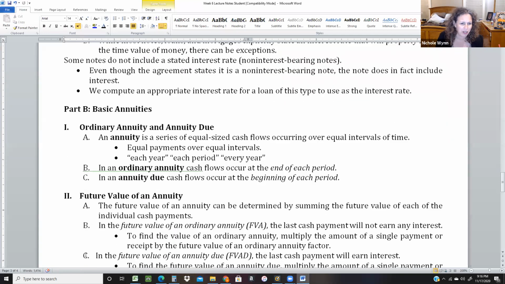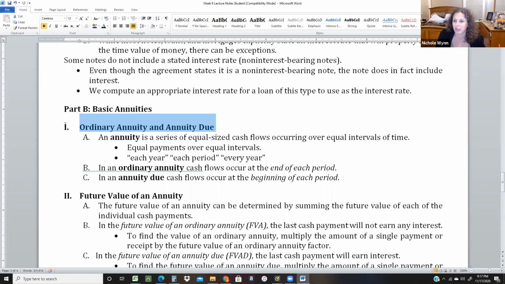The other concept we need to cover tonight is ordinary annuity and annuity due. The only difference between the two is the timing of when the first payment is made. An annuity is equal payments over equal intervals. Anytime you're paying the same amount over time, that's called an annuity. My car payment is an annuity because I'm making equal payments over equal intervals: $289 a month for 60 months.